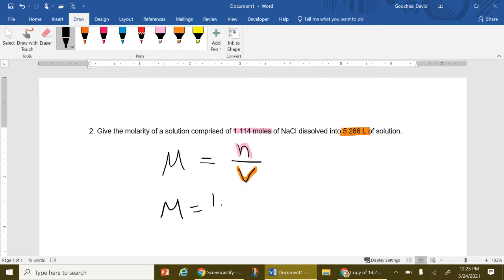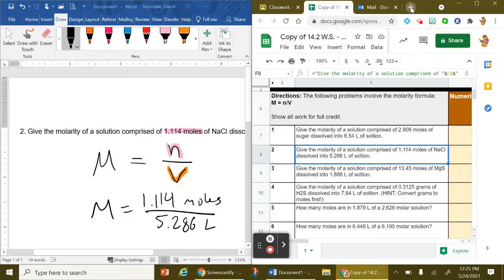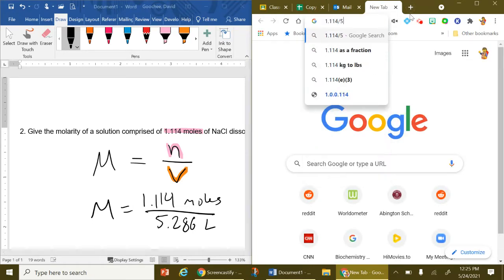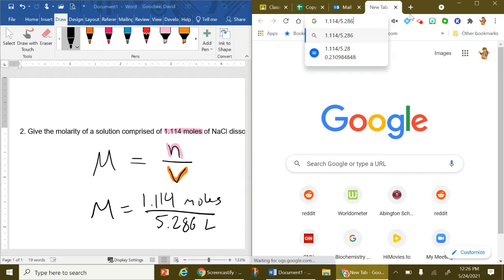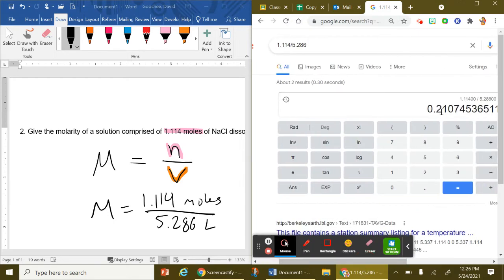So here we go. Molarity equals 1.114 moles divided by 5.286 liters. Okay, so I'm just going to enter this into Google or something. 1.114 divided by 5.286, and I get as an answer 0.2107. All right, so that's the molarity.